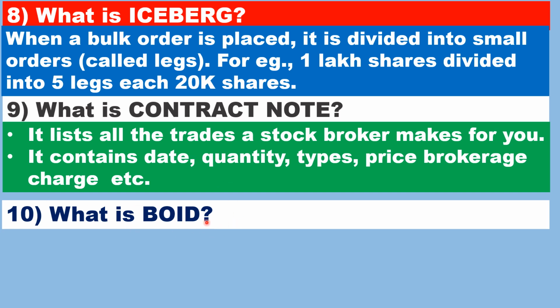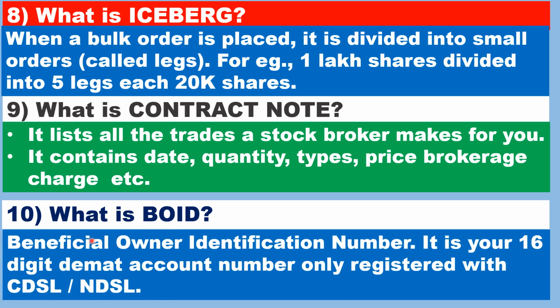What is BOID? It is nothing but your 16-digit Demat account number. It is also called beneficial owner ID, identification number. It is your 16-digit Demat account number only, registered with CDSL, Central Depository Services Limited, or NSDL. These are 2 government owned depositories. For example, if you buy a fixed deposit, they will give you a bond and you keep it in your safe locker. Similarly, whenever you buy stocks, through the broker, they will be transferred to these depositories. They will keep it safe. The document is digitally safe and secure. They will charge for that also.